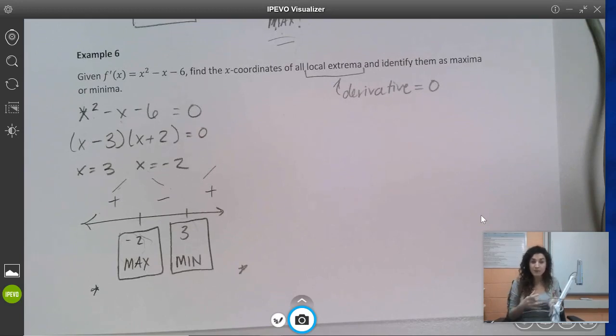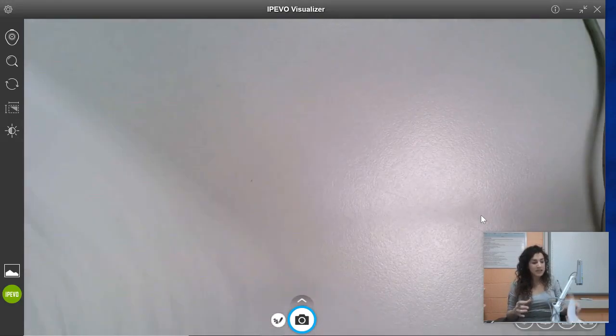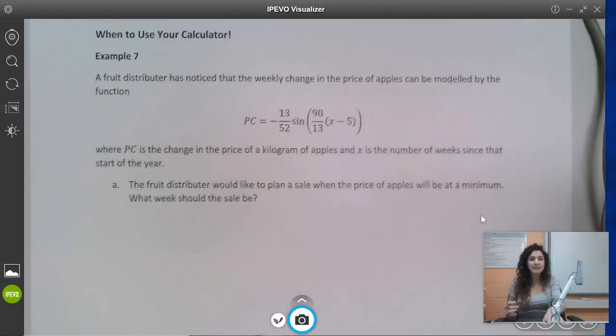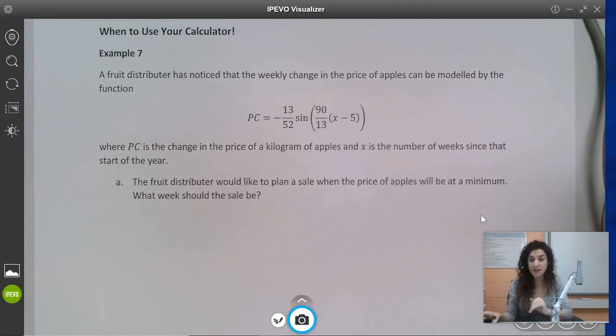Okay, so as straightforward as it's going to get, this doesn't look anything like most problems we talk about in this class because our problems are typically a lot more complicated. And so we can take a look at the back and see, oh, this looks a little familiar. Scary, but familiar. And so let's take a look at what this is asking us to do. A fruit distributor has noticed that the weekly change in the price of apples can be modeled by this function, where PC is the change in the price of a kilogram of apples, and X is the number of weeks since the start of the year.